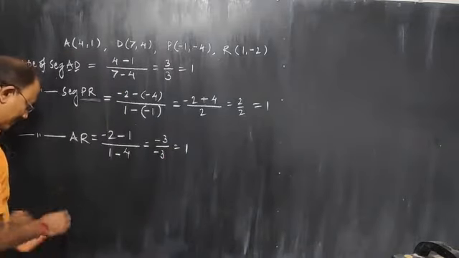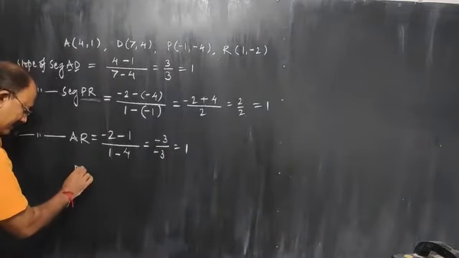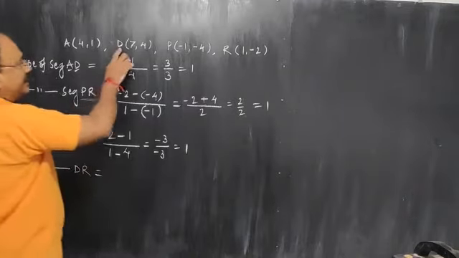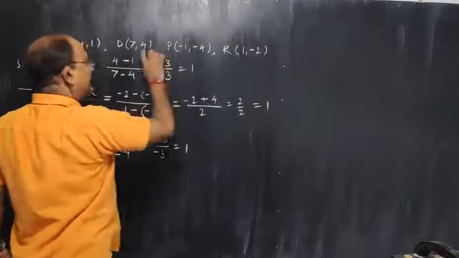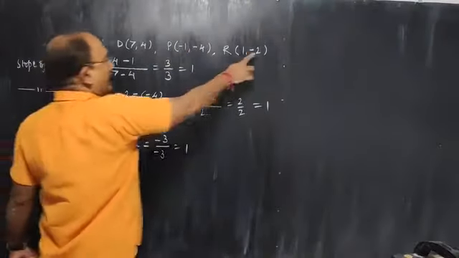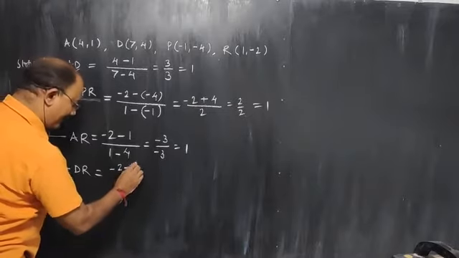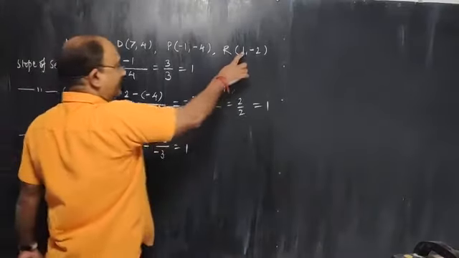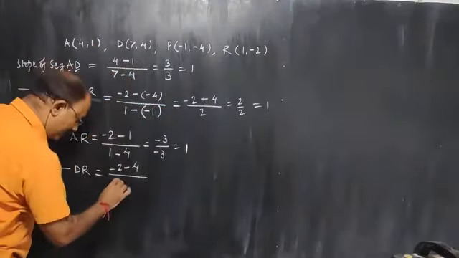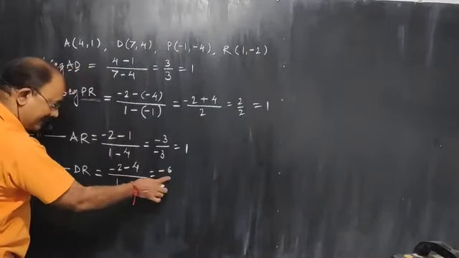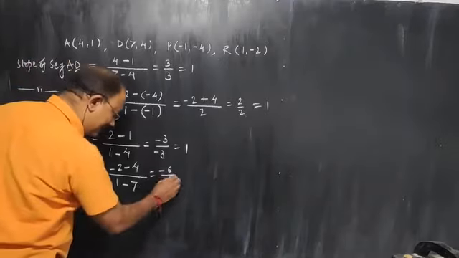Let us try it once more for DR. Segment DR, slope of segment DR. D is here, R is here. Let us apply the same formula. y2 minus y1, minus 2 minus 4, upon x2 minus x1, 1 minus 7. What are we getting? Minus 2 minus 4 is minus 6. 1 minus 7 is minus 6.